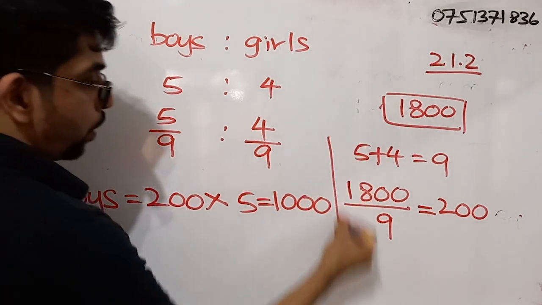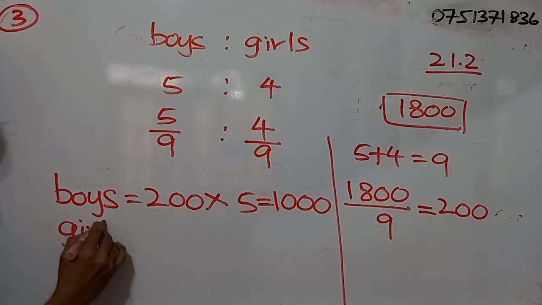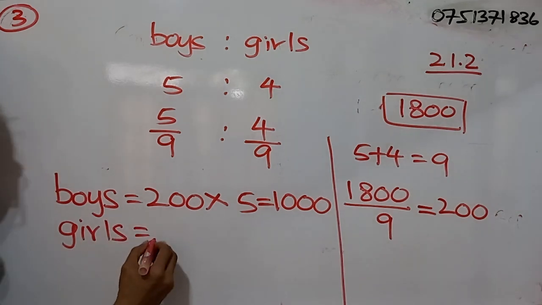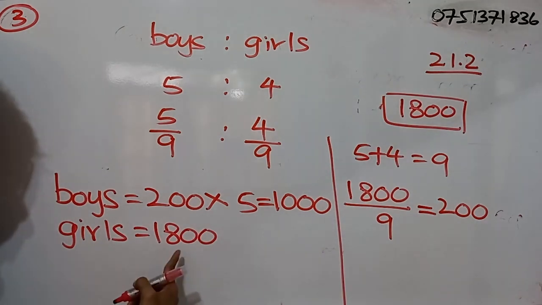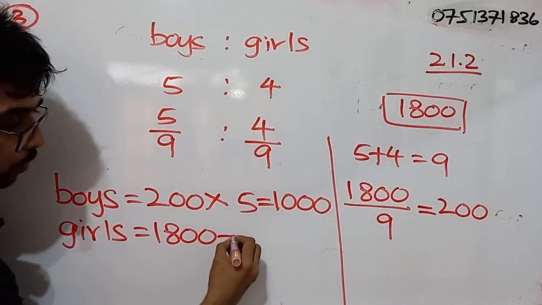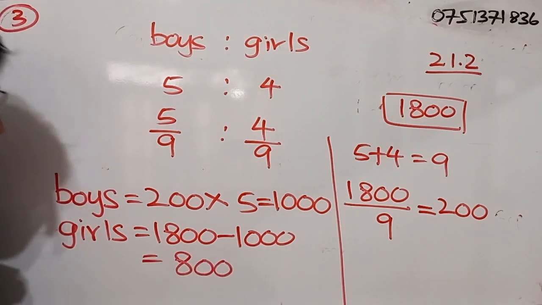So the number of boys are what? 1000. So if the number of boys are 1000, what is the number of girls? 1800. That is the total number of boys and girls, right? So we have to subtract 1000 from it. So we get what? 800.